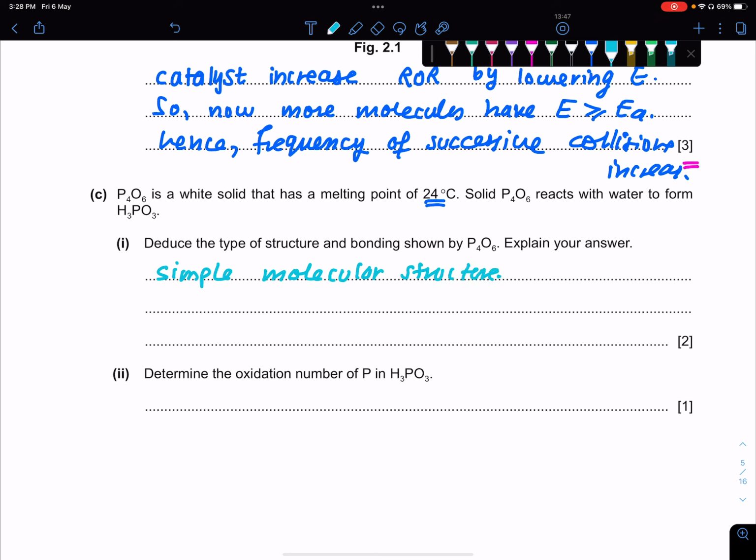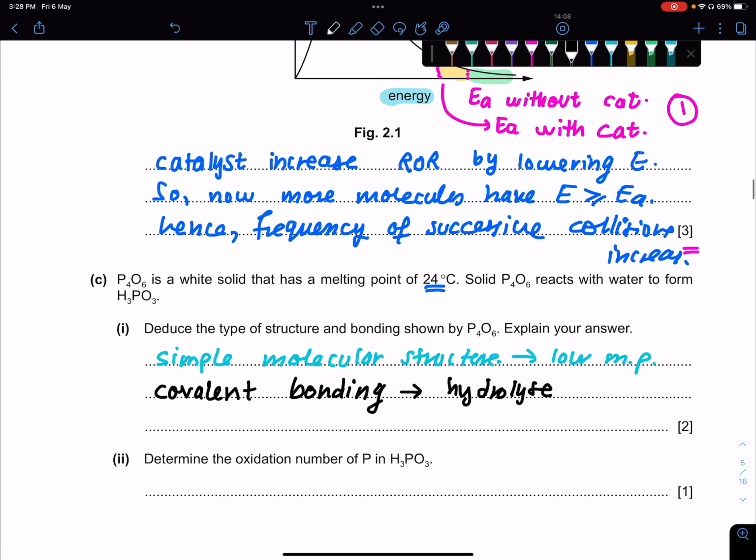Because of the low melting point of the oxide. Look, you can write that low melting point, okay, write in the full form. And what's the bonding? It's covalent bonding. How do I know that? Hydrolyzed when added to water. Do remember that, hydrolyzed when added to water, right?